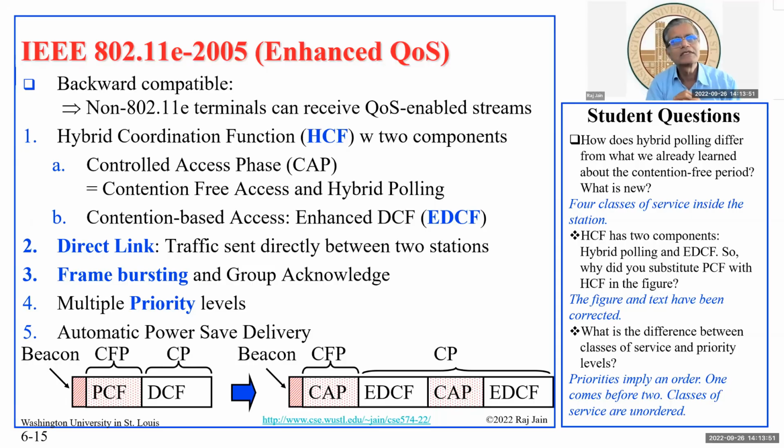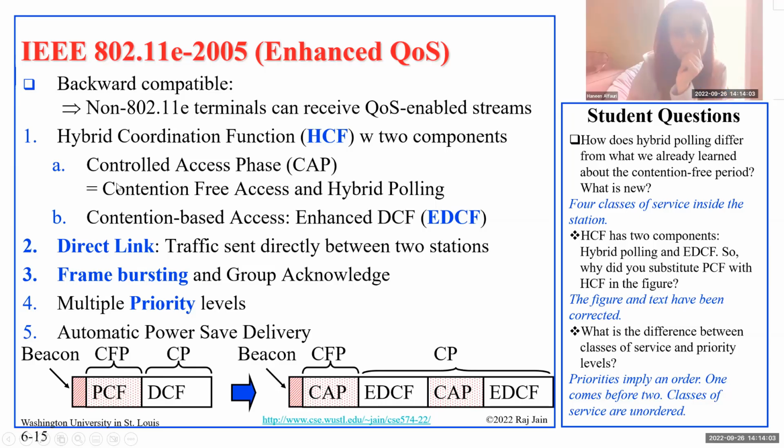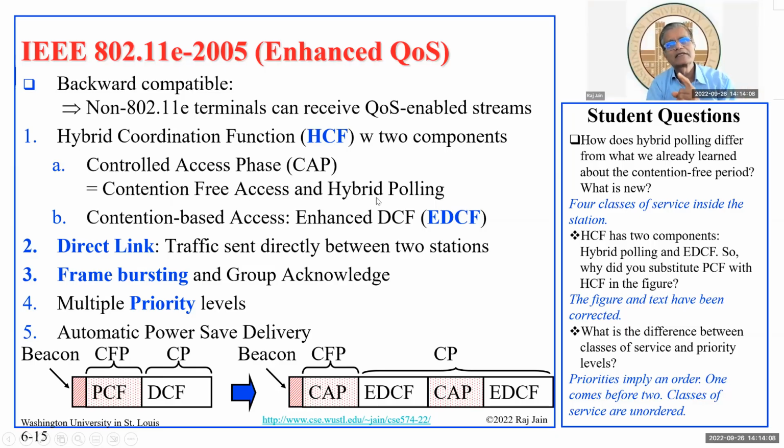Right? So this, we can call it PCF, we can call it SCF, we can call it CAP. CAP is the right word. So I put the word CAP here and I put the word CAP here. CAP is controlled access phase. That means contention-free access and hybrid polling. So that will include the polling that we talked about and contention-free access. Whoever is getting the PCF, they will be here.